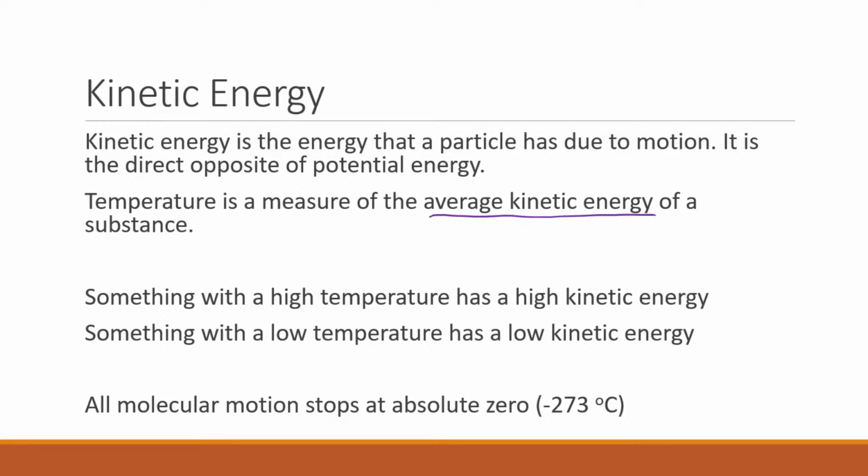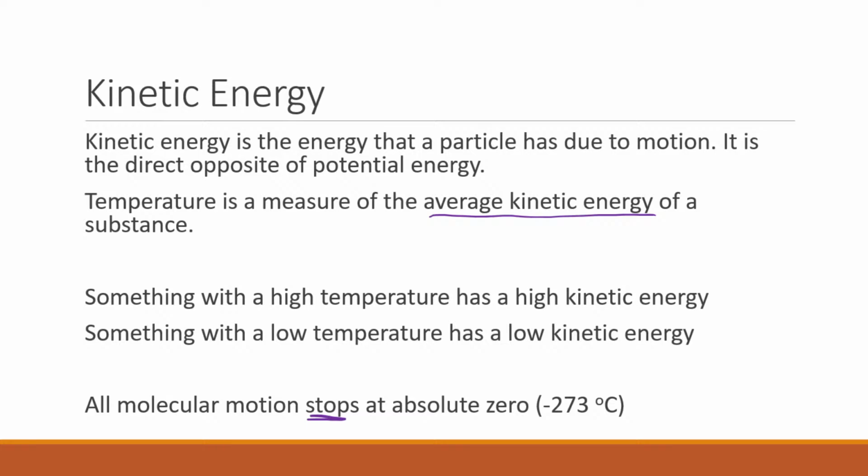A few minutes ago, when we were talking about solids, I said that they vibrate in place. They are still moving, just not moving very much. That motion, that vibration of a solid, stops at absolute zero, at negative 273 degrees Celsius. There is no temperature colder than that. Again, because temperature is a measure of kinetic energy, it's a measure of motion. And so if there is no motion, that is the coldest you can get.